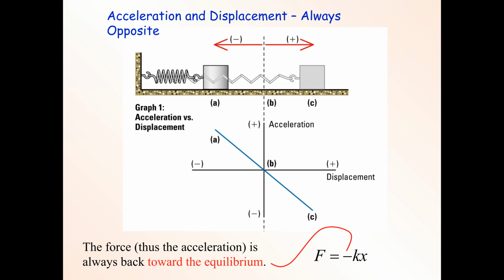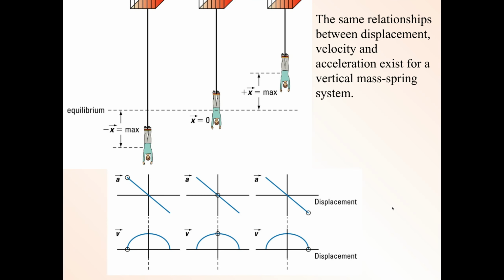The acceleration and displacement are always opposite. As our displacement goes in the negative, our acceleration is in the positive. In this case, it would be decelerating in the negative direction, and two negatives equals a positive. So the force, or the acceleration, is always back towards the equilibrium, so that's why we get that negative in there, because the force is always towards the equilibrium.